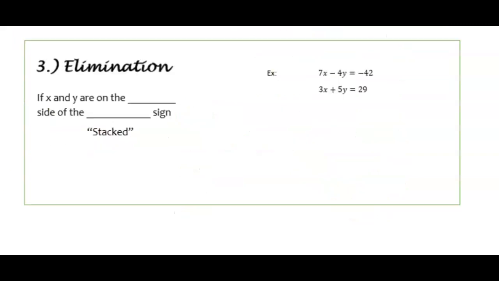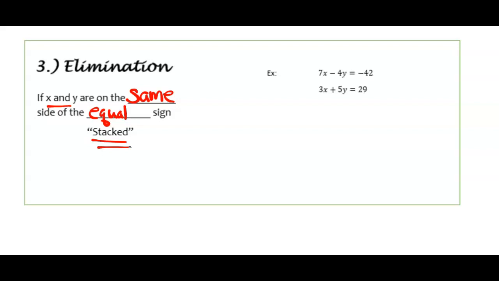All right. The last method that we learned was elimination. When do we use elimination? We use elimination when our x and y are on the same side of the equal sign. In other words, they're stacked. So these are stacked. I've got an x and an x and a y and a y.